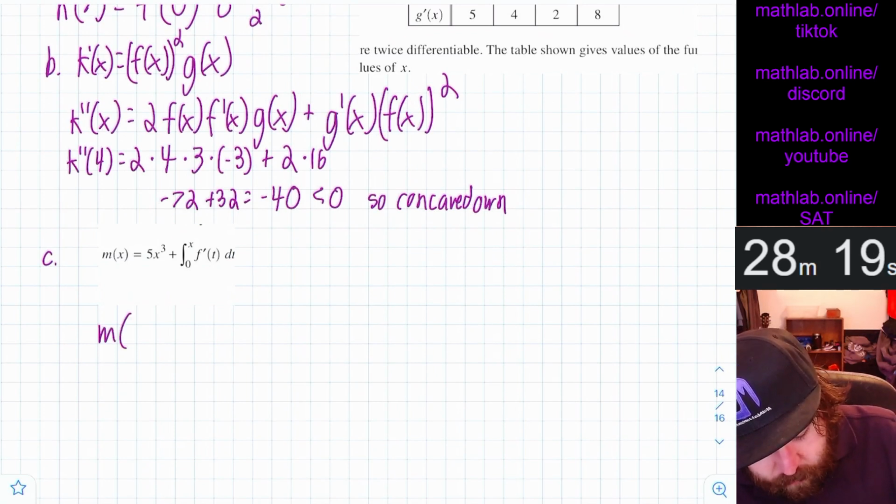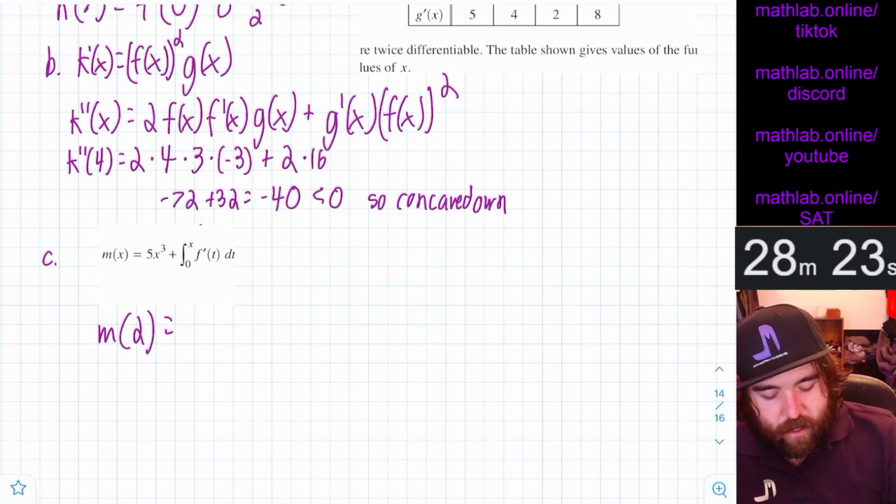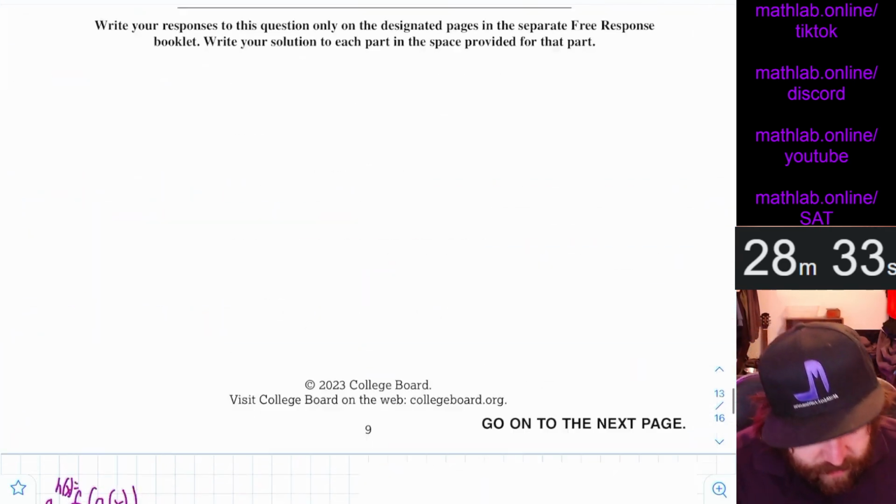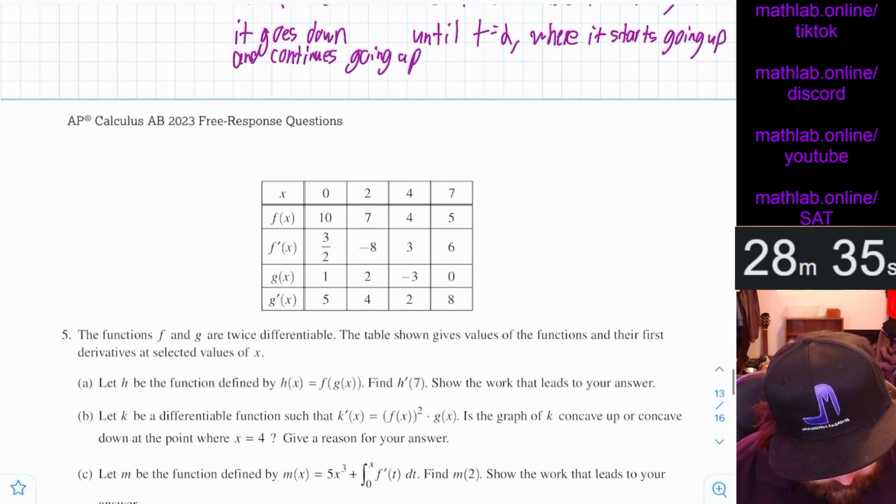So m of 2 is, let's see, 2 cubed is 8. 8 times 5 is 40, plus the integral from 0 to 2 of f prime of t. Okay, so obviously that is the challenge. What is f of t? Oh, we don't know.